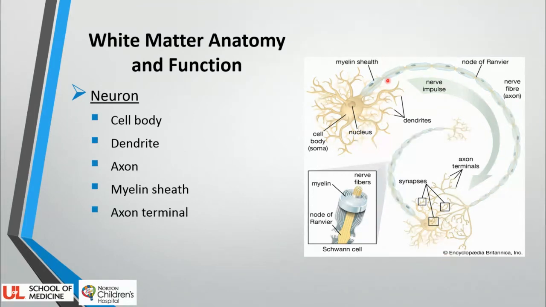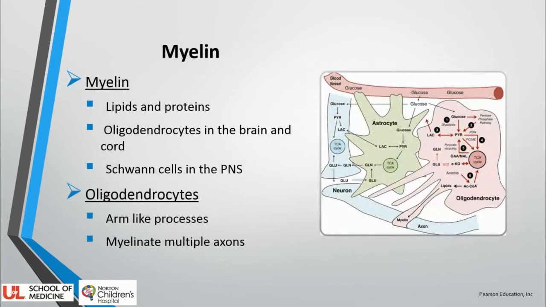Myelin sheath wraps around the axon and is nothing but myelin that is laid down in concentric layers of plasma membrane. Myelin is composed of lipids and proteins. Oligodendrocytes myelinate axons in the brain and spinal cord. The diagram here is an illustration of an oligodendrocyte, which can contain up to 15 arm-like processes, allowing them to myelinate multiple axons by wrapping or spiraling around them.